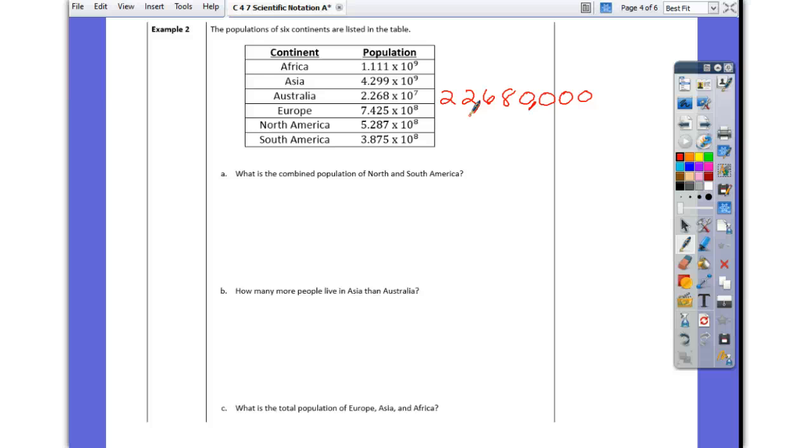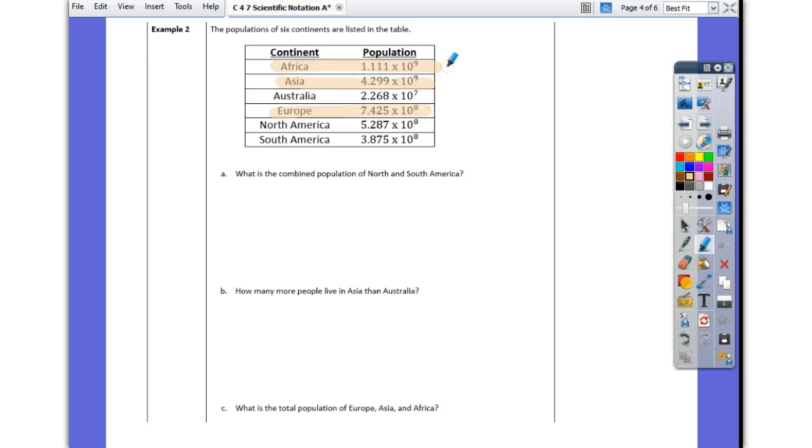What is the total population of Europe, Asia, and Africa? Add them up. All right, so I need to add up Europe, Asia, and Africa. How am I going to go about solving this? Is this an easy add? No, yes. Kind of? Yeah.